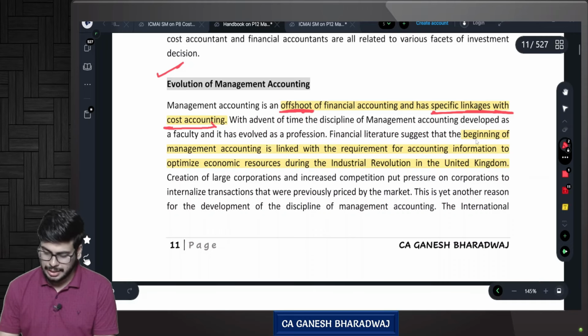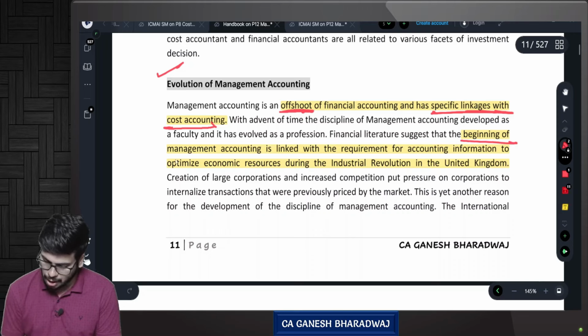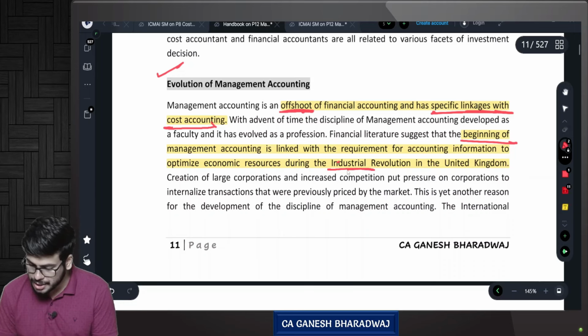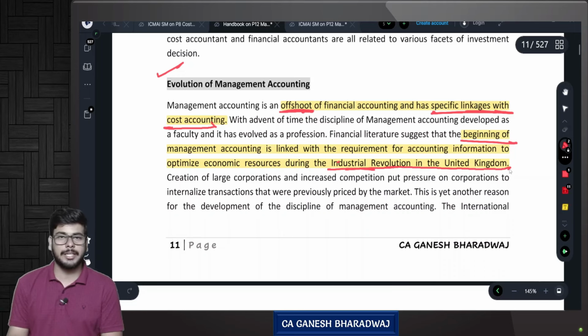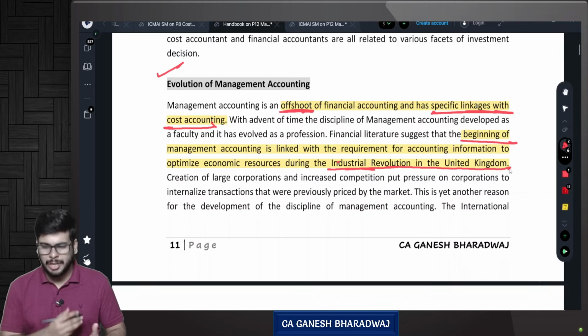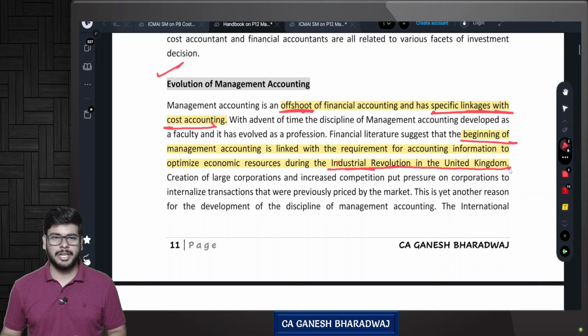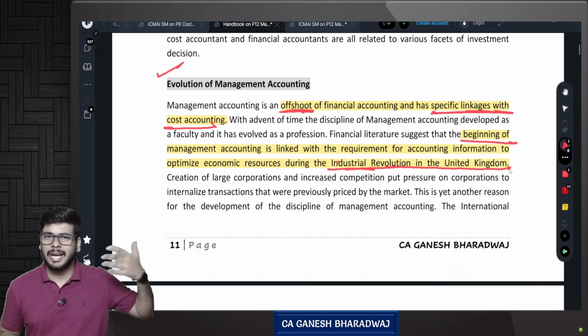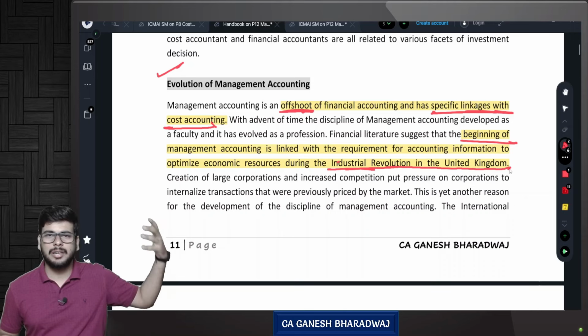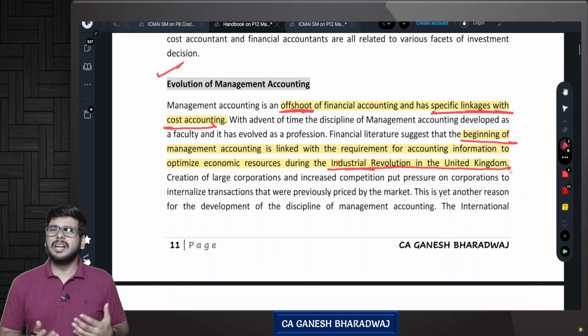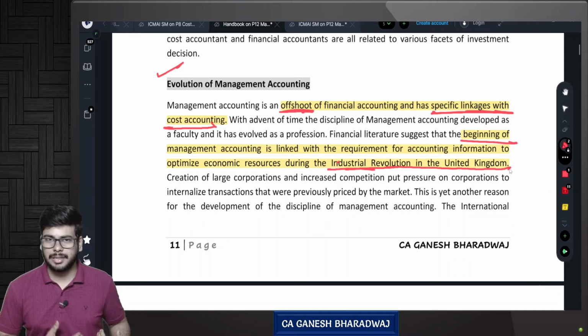Financial literature suggests that the beginning of management accounting is linked with the requirement of accounting information to optimize economic resources during the Industrial Revolution in the United Kingdom. So we are just going back to history. How did this all start? Only during the Industrial Revolution in the United Kingdom. So the management accounting that we are studying right now was not there maybe some 80, 90, 100 years ago. It was not at all there. It is relatively a very recent development in the line of accounting itself.